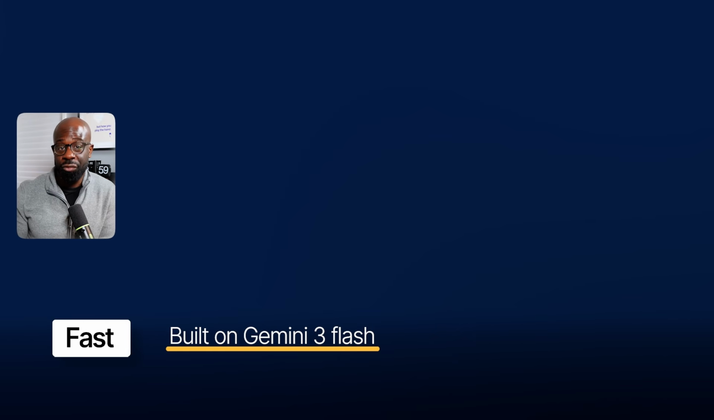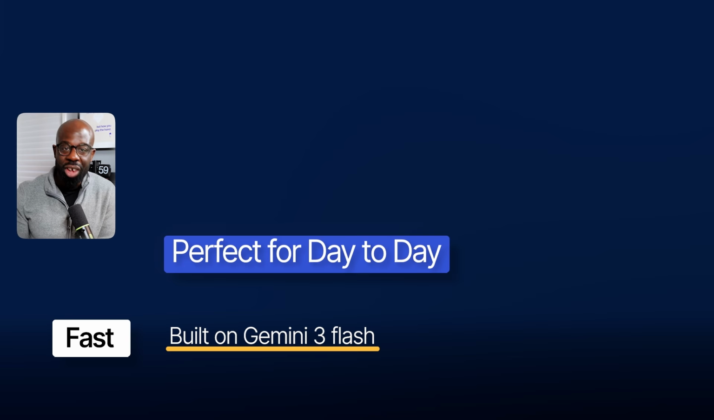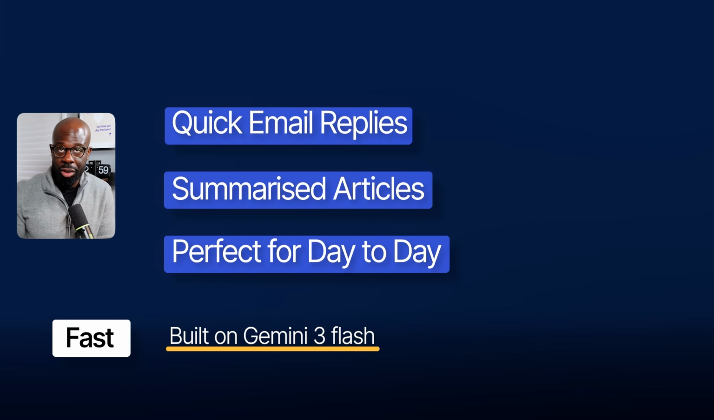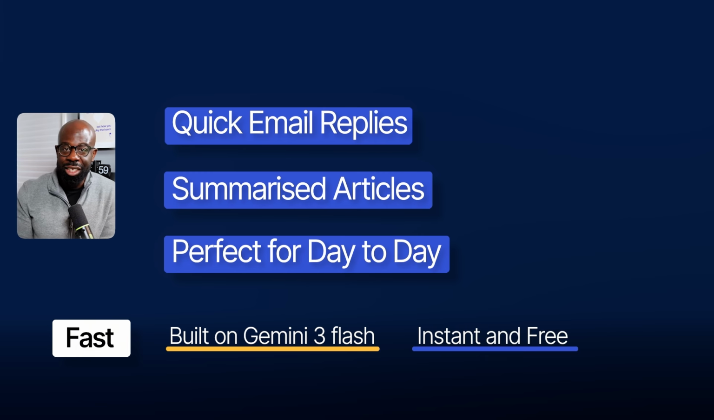Most of you will default to Fast. It's built on Gemini 3 and it's perfect for 99% of your day-to-day, summarizing articles or replying to that email. It's instant, it's free, and it's brilliant for basic tasks.